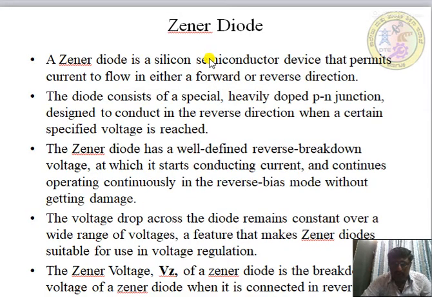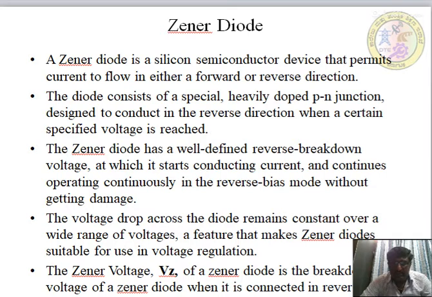So what is a Zener diode? A Zener diode is a silicon semiconductor device that permits current to flow in either a forward or a reverse direction. A normal diode only moves current in the forward direction and there is no reverse flow of current. To overcome that, the Zener diode was introduced, and it conducts in both forward as well as reverse direction. The diode consists of a special heavily doped PN junction designed to conduct in the reverse direction when a certain specified voltage is reached. So it is specially designed for the reverse direction.